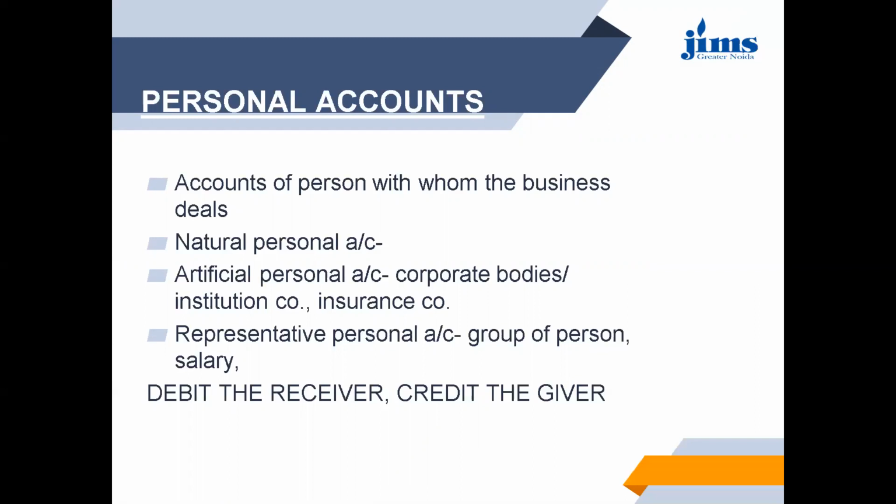So whenever these kind of natural or artificial person is there in the accounting, then the rule will be debit the receiver and credit the giver. So whosoever is receiving would be written on the debit side, and whosoever would be giving will be mentioned in the credit side.